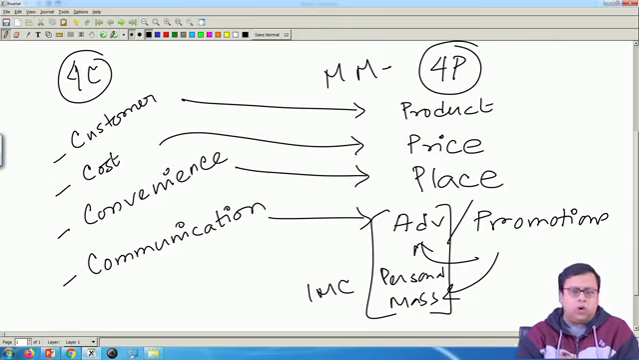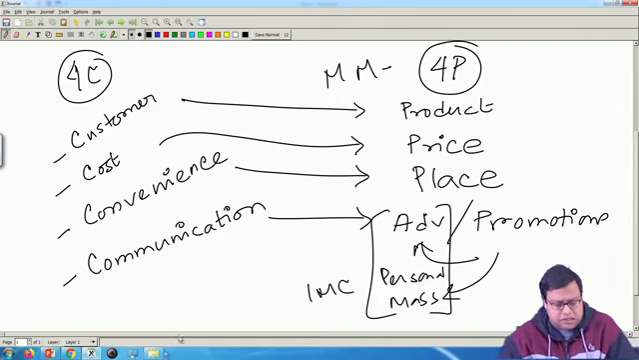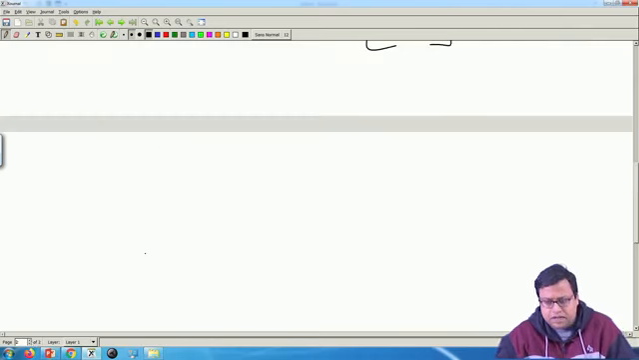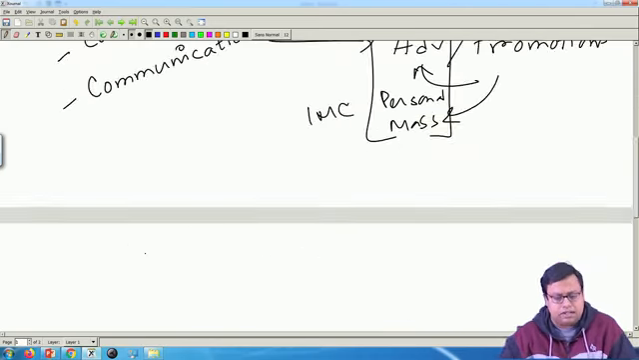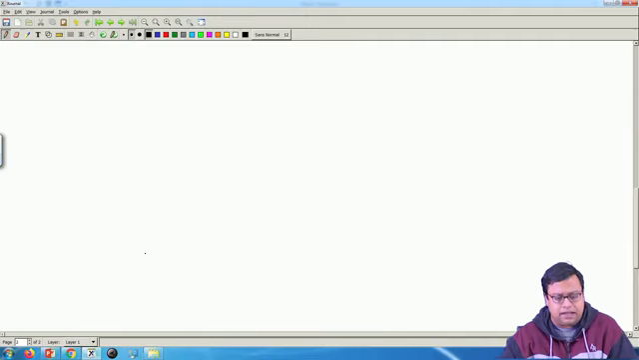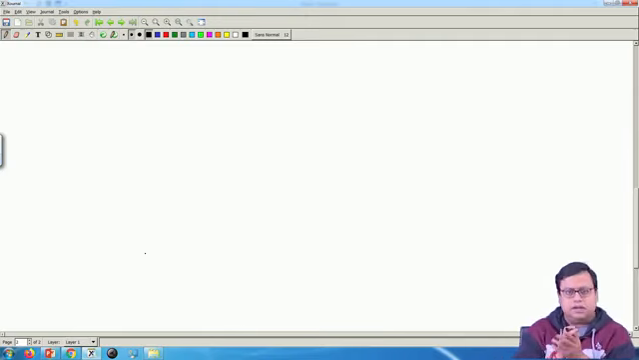Now, where does marketing analytics come into this picture? This is the basic thing. Marketing analytics is basically there is a decision that you have to take. We have already discussed this. Now, I am coming to the marketing analytics portion of this particular decision part.